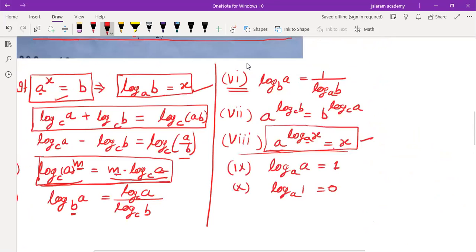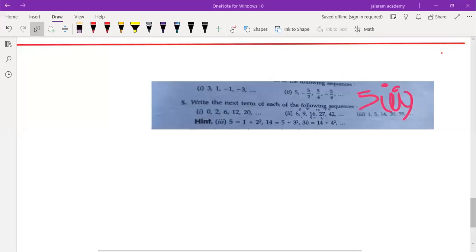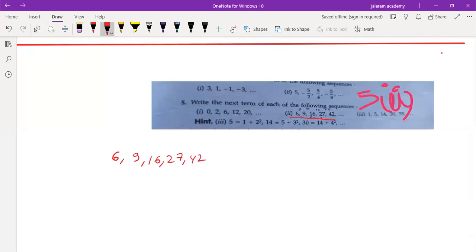So after this question, now we will discuss the other doubts. The next doubt is from the theory of series and sequence. 5, 6, 9, 16, 27, 42 are in a regular series. So what will be the next term?